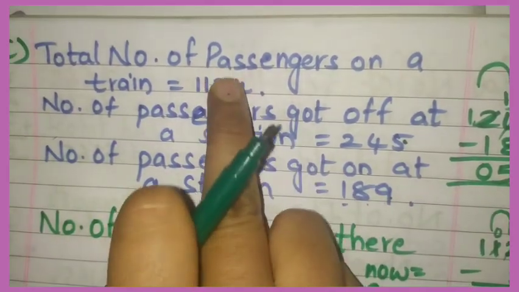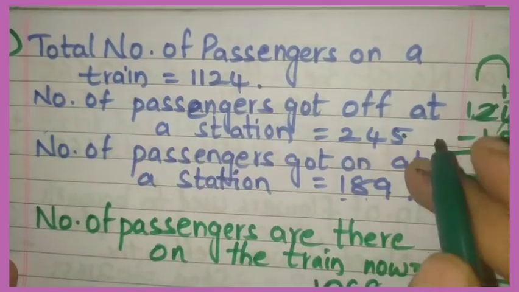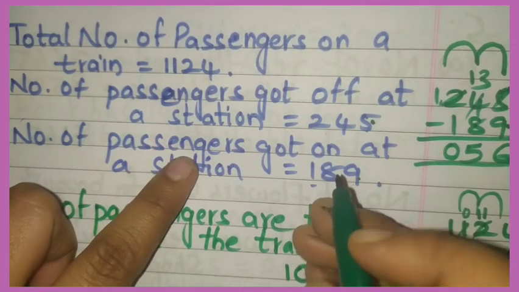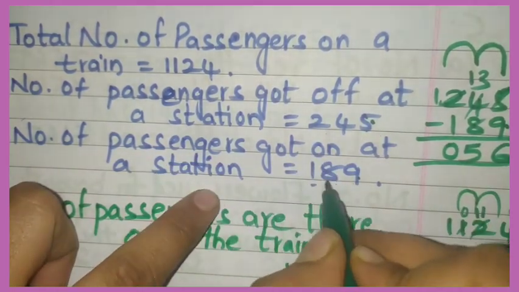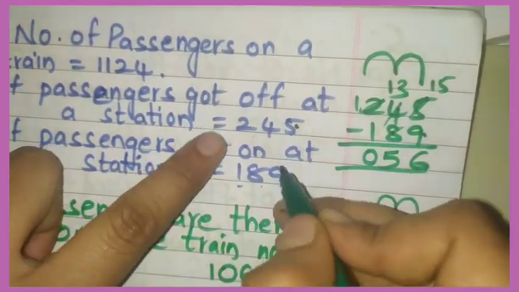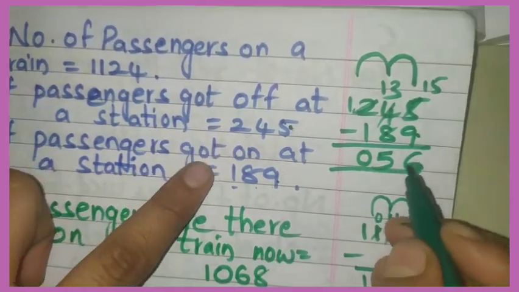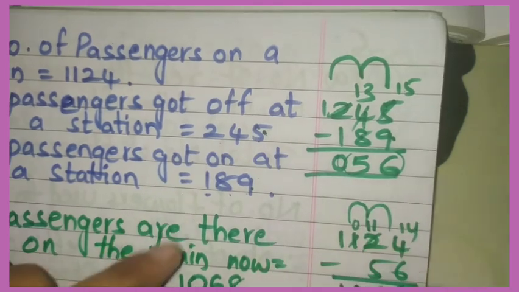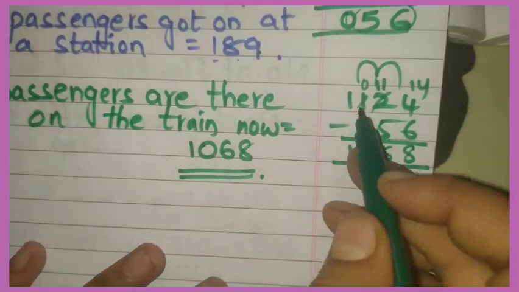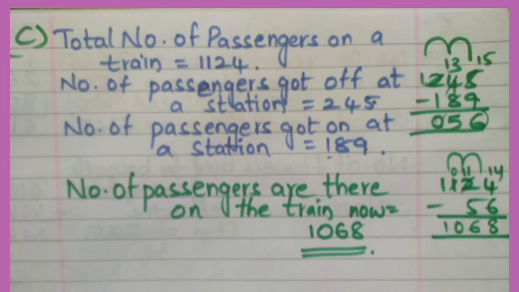Look here children, total number of passengers are 1124. From that 245 passengers got down. Okay, at that time only 189 passengers got on. Now if we subtract 189 from 245, then we will get number of extra passengers got down. So they got down, so we have to do subtraction from this number. Okay, this is C answer.